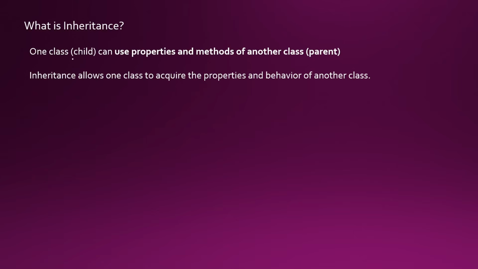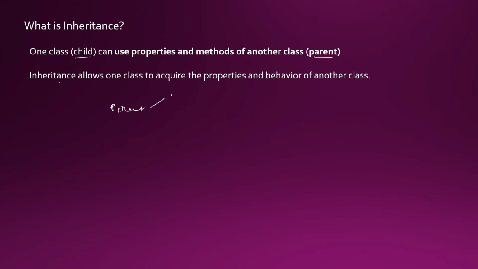Next is inheritance. One class, that is the child class, can use properties and methods of another class, that is the parent class. That means in a single line we can say inheritance allows one class to acquire all the properties and behaviors of another class.